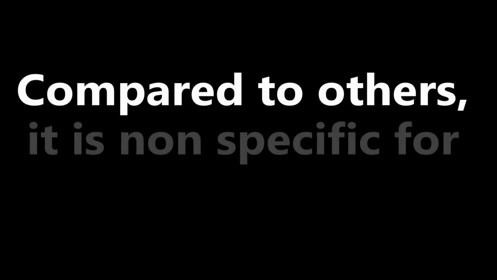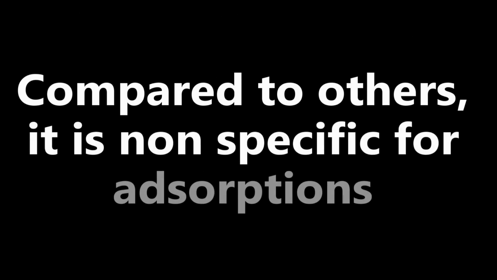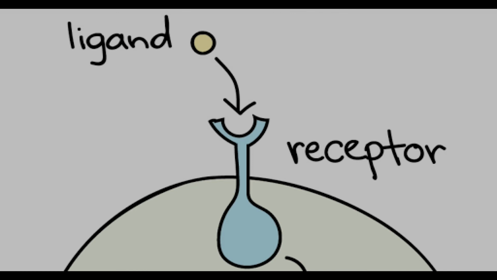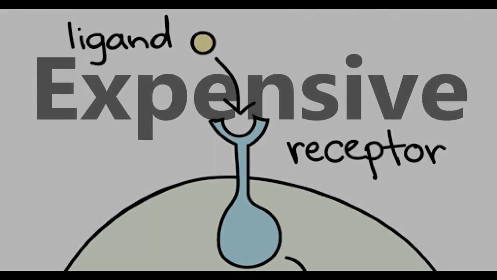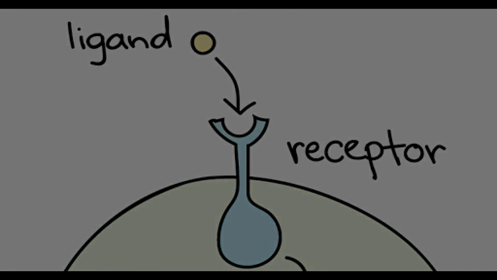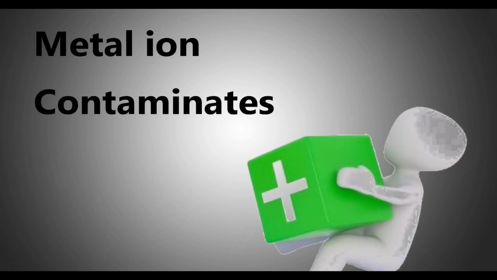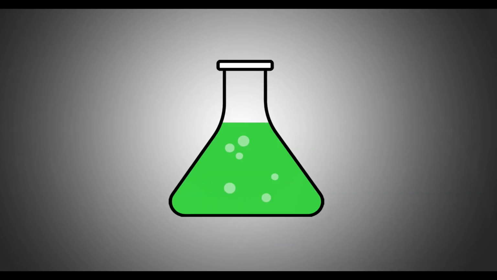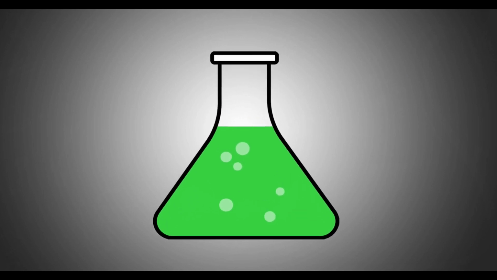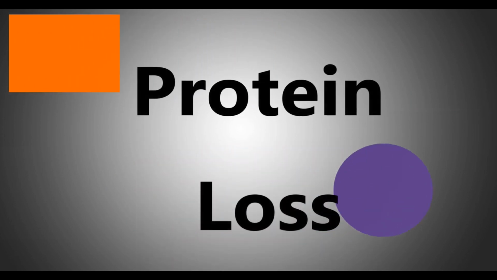Now let me show the disadvantages of affinity chromatography. First, compared to other chromatography methods, affinity chromatography is non-specific for adsorptions. Second, ligands used in this method are very expensive, that is why it is used in specific work only. Third, it has low productivity. Fourth, sometimes ligand leakage problems are also seen. Fifth, the presence of metal ions contaminates the purified protein solution because they may destabilize or stabilize the protein. Sixth, metal ion transfer and metal ion leakage lead to protein loss.